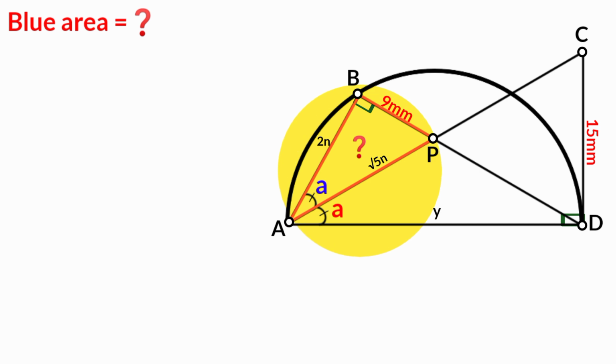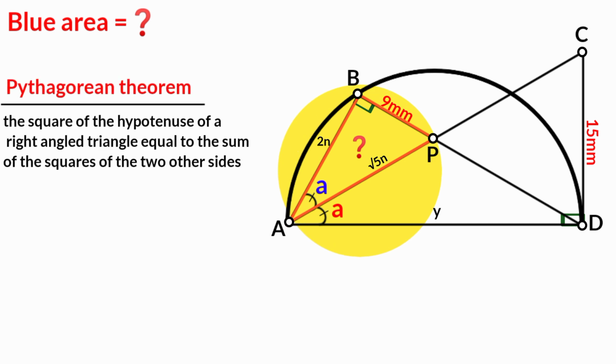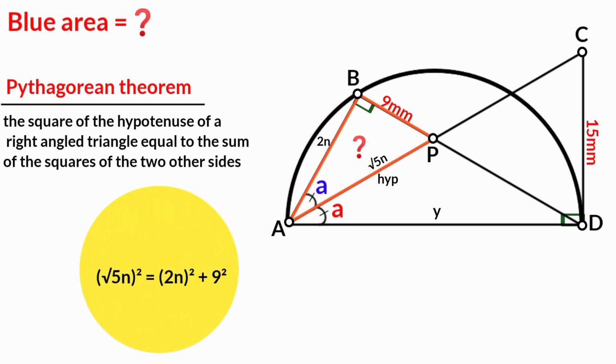Now still on triangle ABP, we can use the Pythagorean theorem. The Pythagorean theorem states that the square of the length of the hypotenuse of a right angle triangle is equal to the sum of the squares of the lengths of the two other sides. The hypotenuse is the side facing the right angle. So using the Pythagorean theorem and the triangle, root 5n all squared equals 2n all squared plus 9 squared. 9 squared is 81. 2n all squared is 4n squared. And here root 5n all squared is 5n squared.